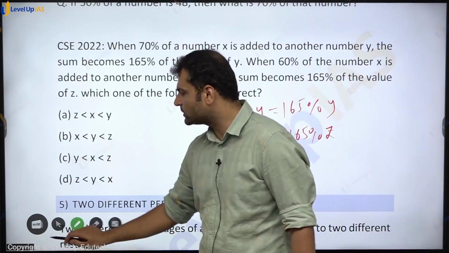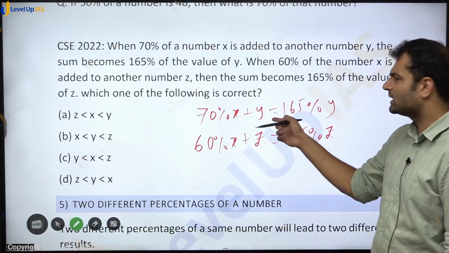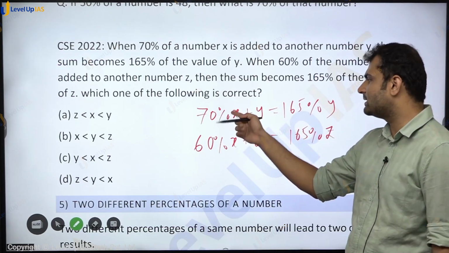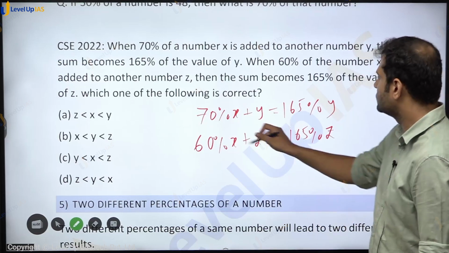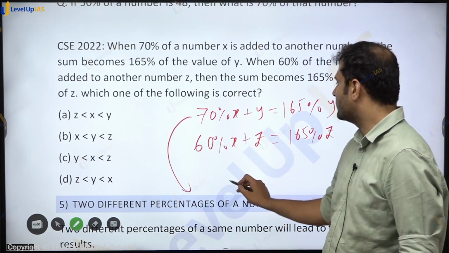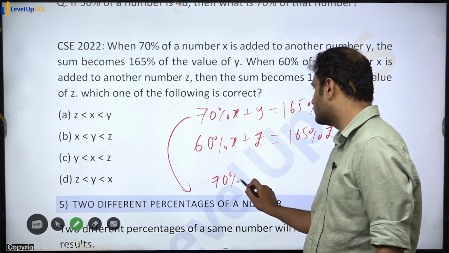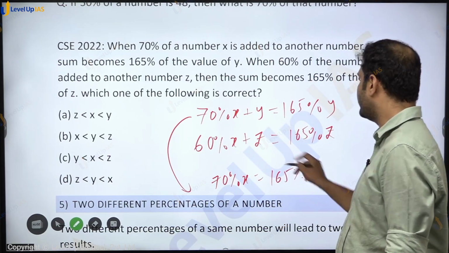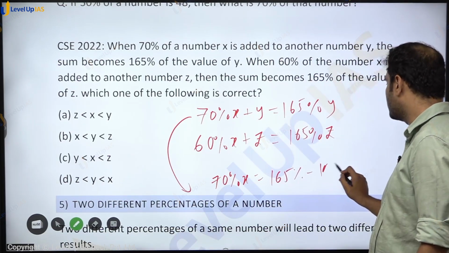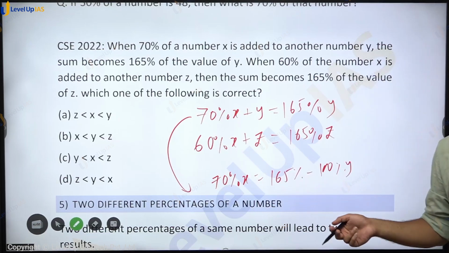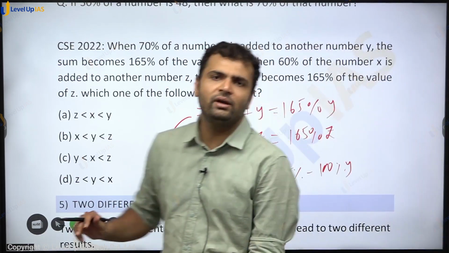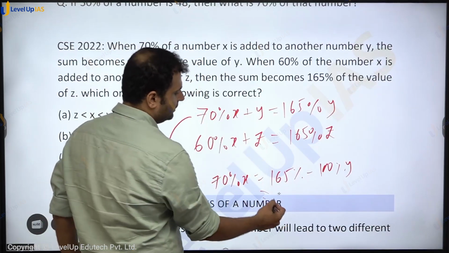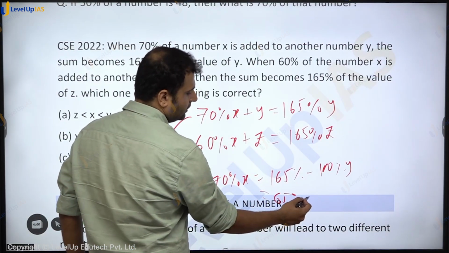So it is a simple question. Let us take y to the other side, and x we keep on one side itself. So from here we'll have 70% of x is equal to 165% minus y. Y is what? 100% of y, since 100% is 1. So I can write y as 100% of y. Why did I write that? Because I can then subtract percentages. So it is 65% of y.